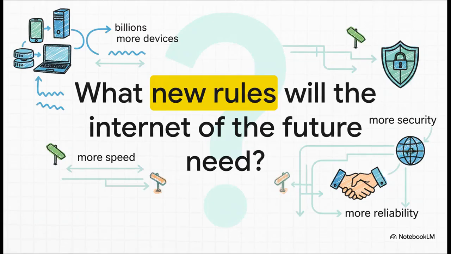But here's a final thought. This system we've been talking about, it was designed decades ago for a world that looks nothing like the one we live in today. And as we connect billions more devices and demand ever more speed, tighter security, and rock-solid reliability, it really leaves us with a pretty fascinating question to think about. What new protocols, what new rules for the digital road will the internet of the future need?